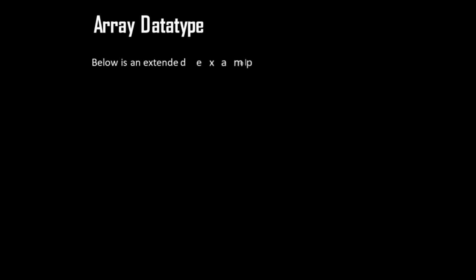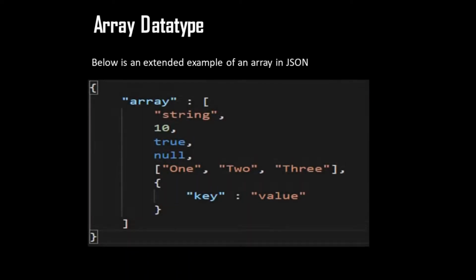So we are still going to talk about the array data type. This is a basic example of an extended array. You can see we have an array, and the first element in the array is a string. The second element is a number. The next element is true. Then the next element is null. The next element is another array, and we also have another element that is an object. So this is how an array is in JSON. Let's move to the next one.